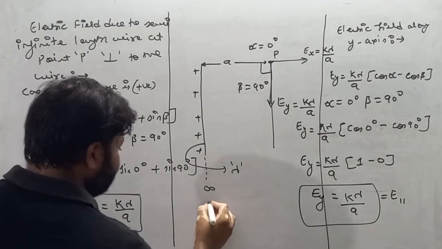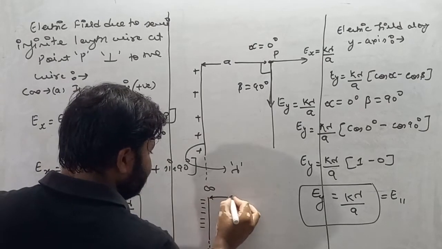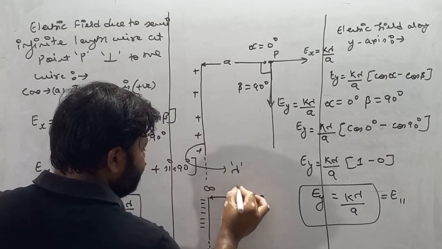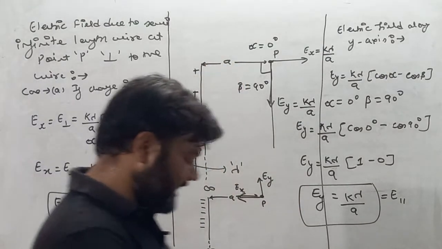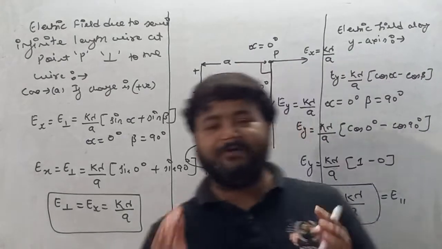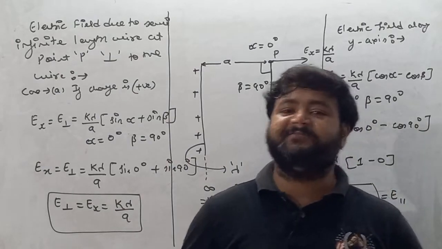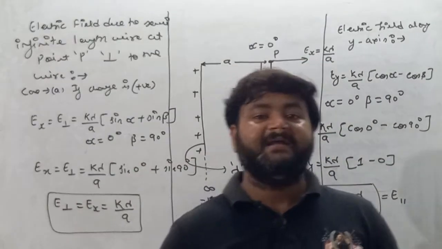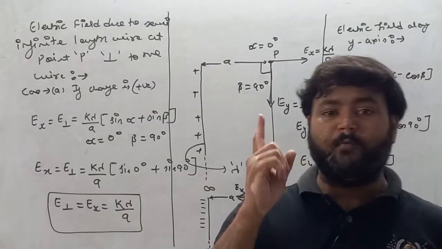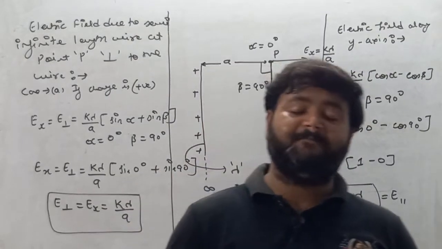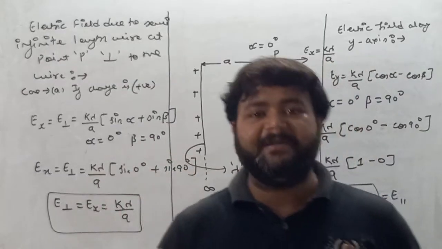So I'll write here, for direction of electric field, if charge is negative, then at a distance A apart at point P, Ex is towards the wire and Ey is in upward direction. So I hope you all understand how to find electric field due to infinite length wire, semi-infinite length wire, and finite length wire. You have to learn only one formula. On the basis of that formula, you will make the formula for infinite length wire and semi-infinite length wire.